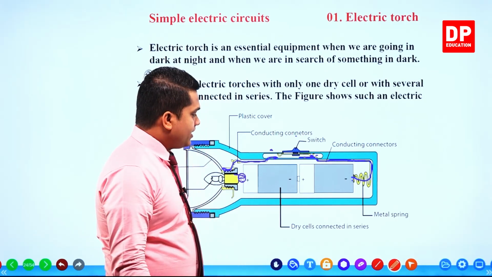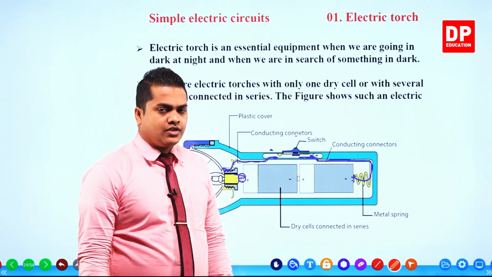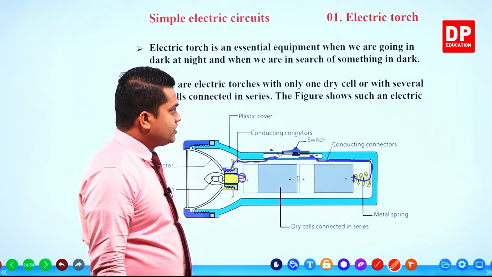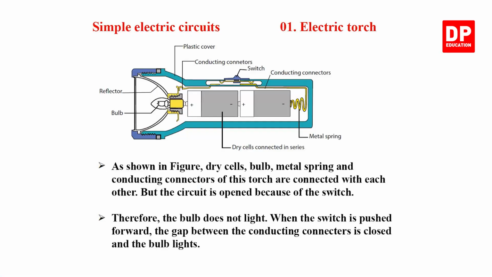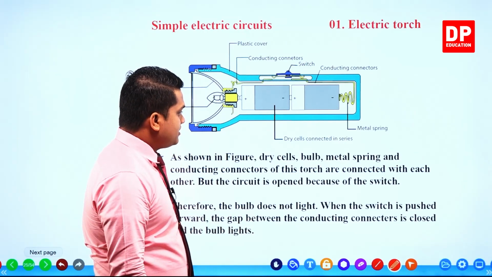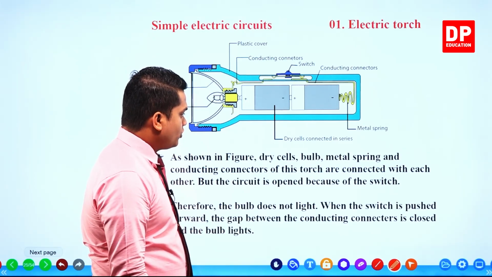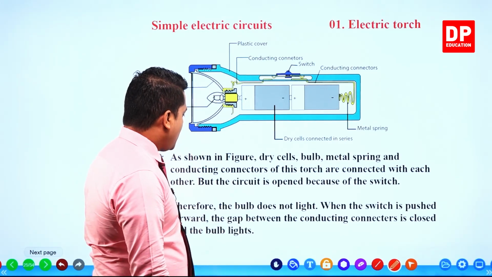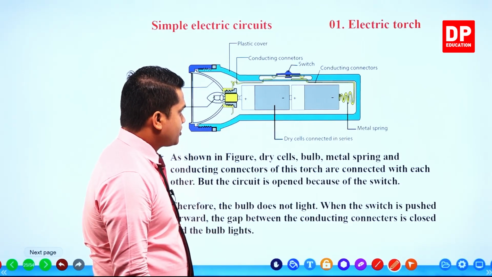So this is the diagram of an electric torch, my dear children, a simple electric torch. And this is how the torch is going to work, right? So once again, you are given a good explanation here. Let's see. As shown in the figure, dry cells, bulb, metal spring and conducting connectors of this torch are connected with each other. But the circuit is opened because of the switch.